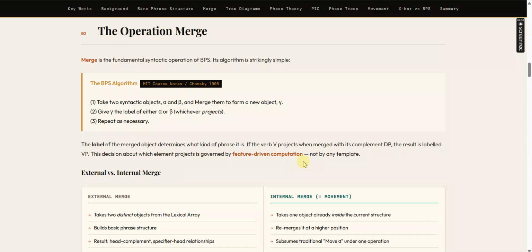If a verb V projects when merged with its complement DP, the result is labeled VP. This decision about which element projects is governed by feature-driven computation, not by any template. This simply states that there is no fixed template. It depends upon the syntactic objects.